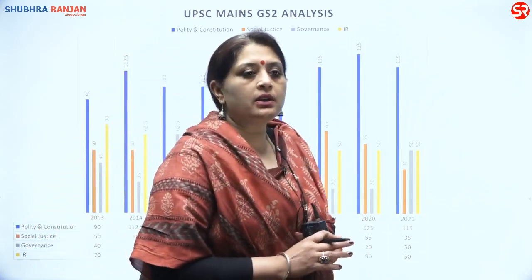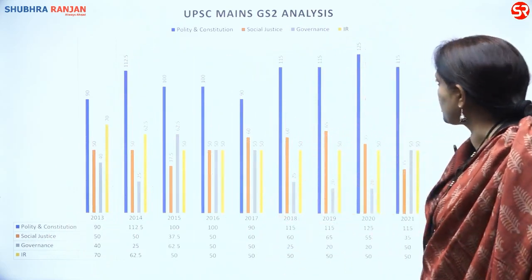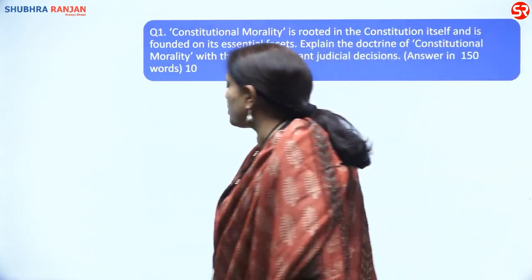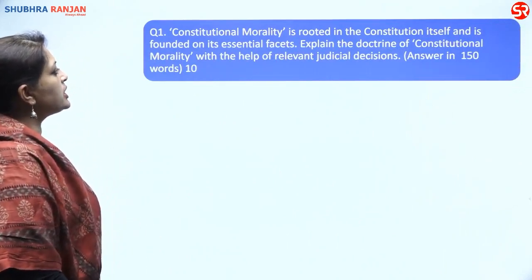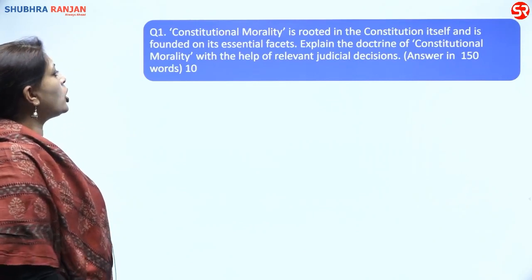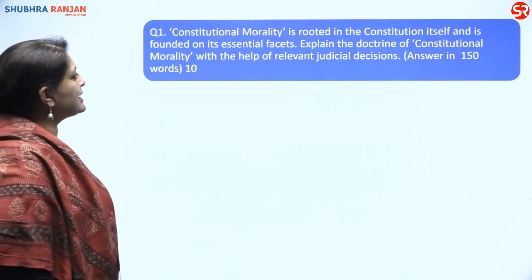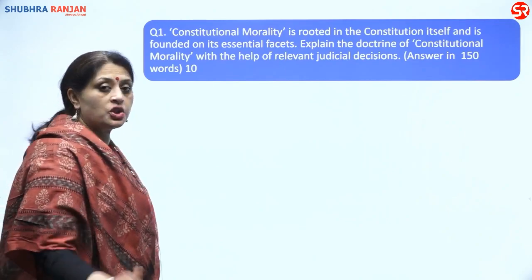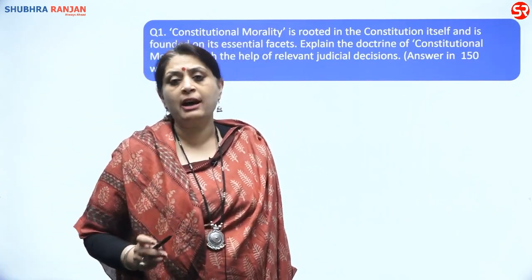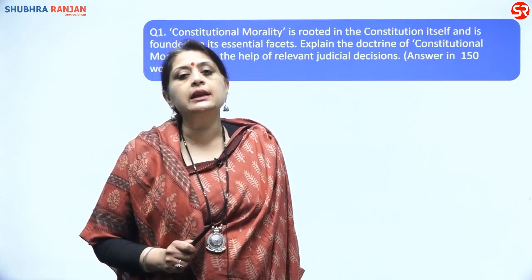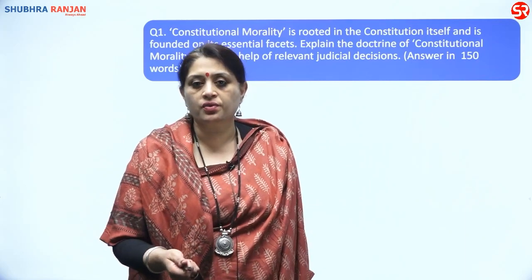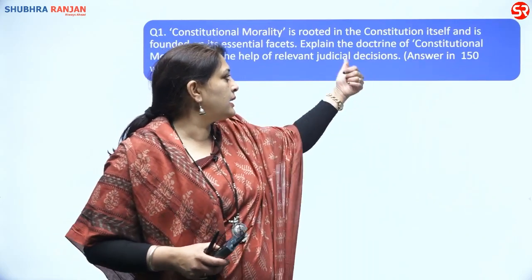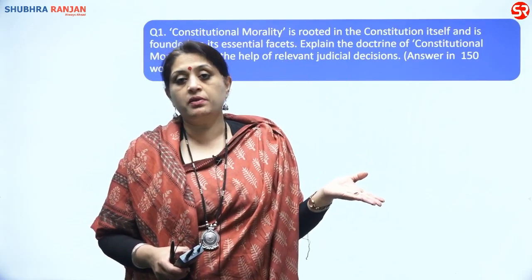So today I will be discussing the polity and governance questions. The very first question is on constitutional morality. Constitutional morality is rooted in the constitution itself and is founded on its essential facets. Explain the doctrine of constitutional morality with the help of relevant judicial decisions. I'm so happy, because ideally, if you are studying the constitution, you have to start with understanding constitutional morality. And again, see, pinpointedly they have asked for judicial decisions.